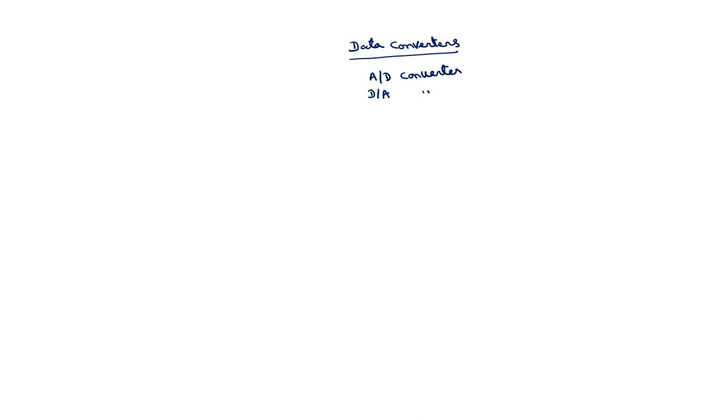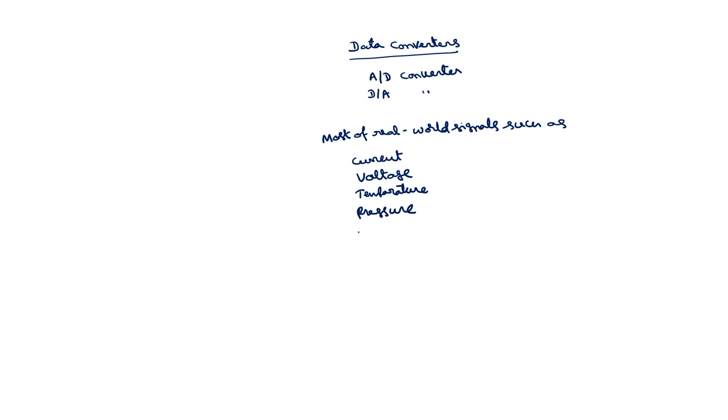Before discussing the various A to D and D to A converters, I will first discuss the need for these converters. If you see, most of the real world signals are analog in nature. Current, voltage, temperature, pressure. Even if you take the audio signal, that is the output of the microphone, or the video signal, that is the output of the camera, all these signals are analog in nature.